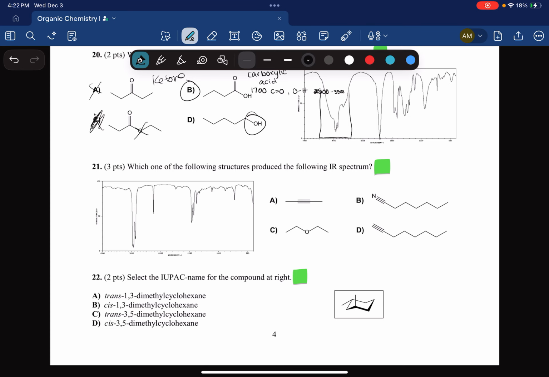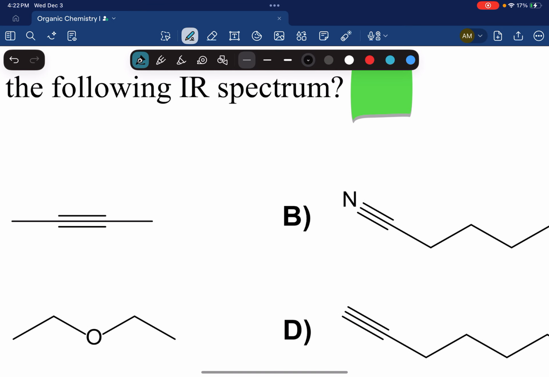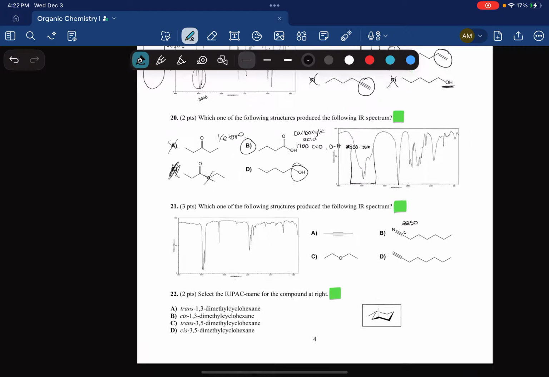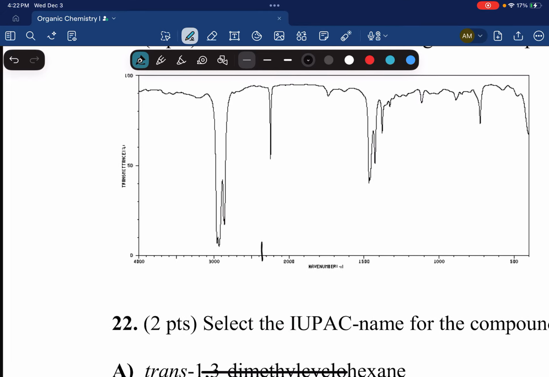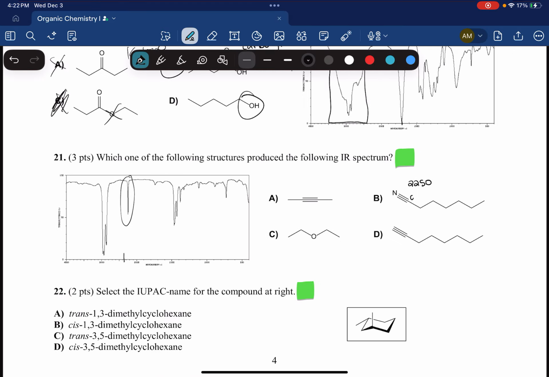Okay, so let's get this again. Looking at the IR chart. Okay, so let's just look at something that would be easy to find on the chart. So C to a nitrile, we're looking at about a 2250, which would be like up here. So we do have a small peak right there pointing to it. Which there's no other peak for. So answer choice is B.